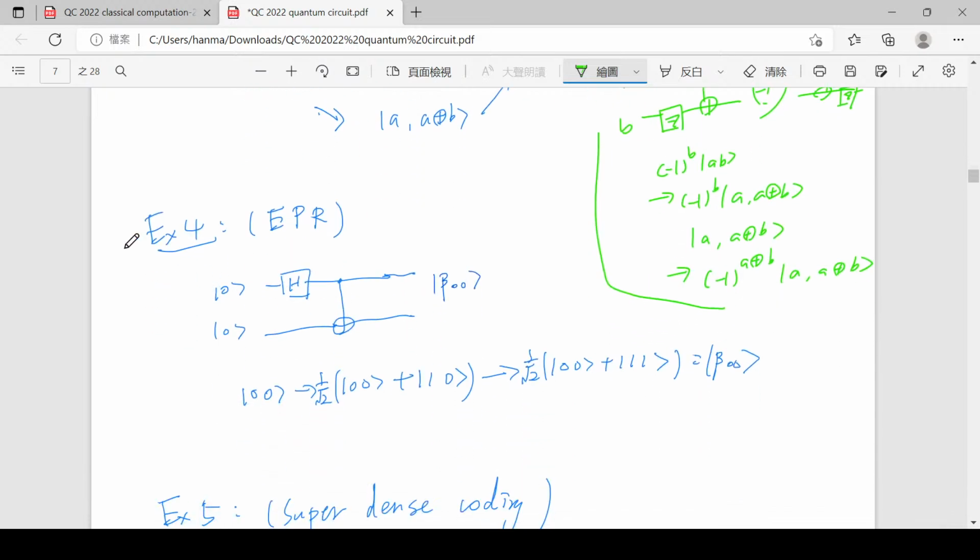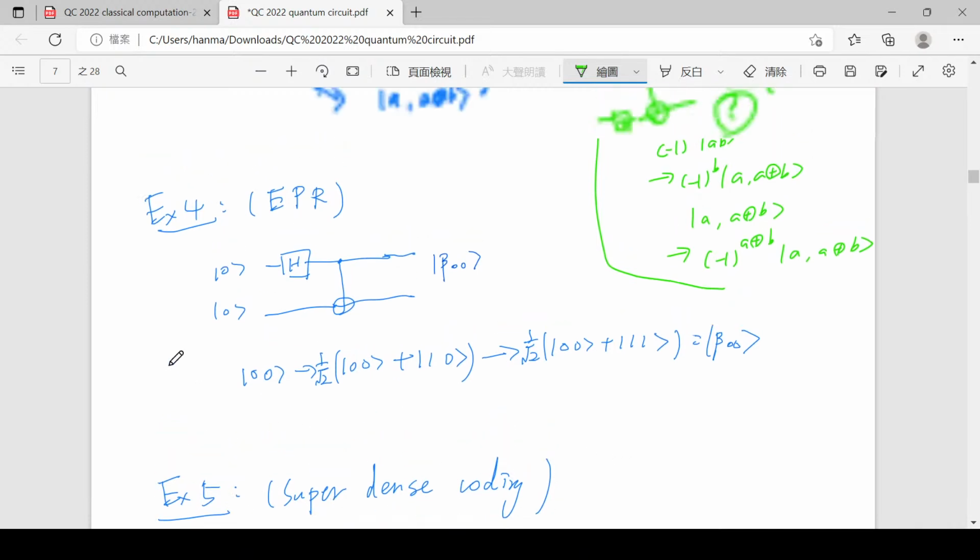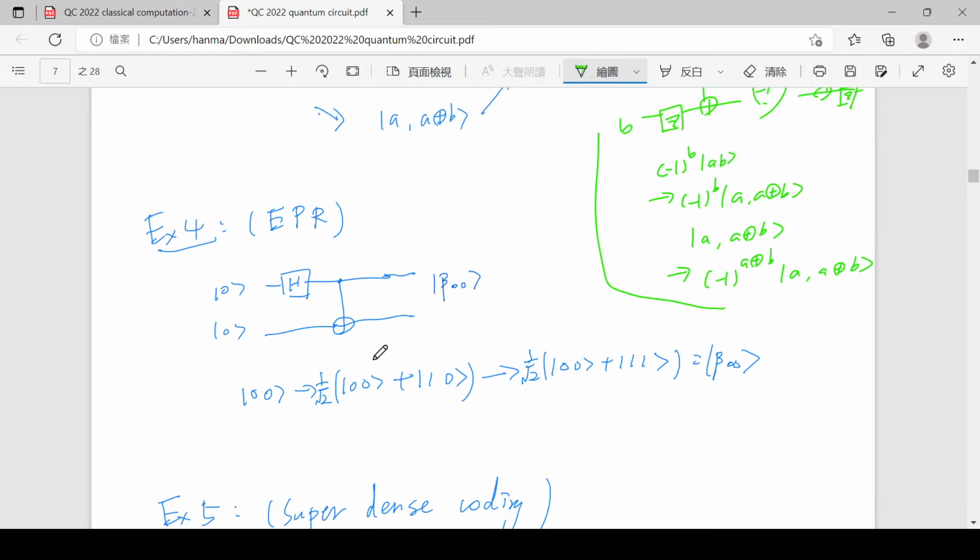And then let's give another example, EPR. This is quite important, or quite useful, because we will see very soon that this is what we do in super dense coding. This creates EPR pairs, and you have actually seen this calculation quite a few times already today. You start with 0,0, apply a Hadamard on the first qubit, then apply a C naught, and you become this EPR pair at the end.